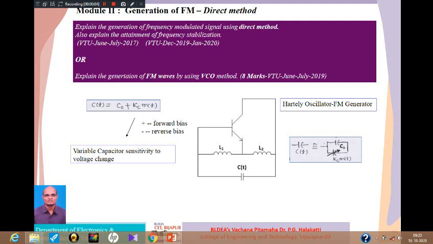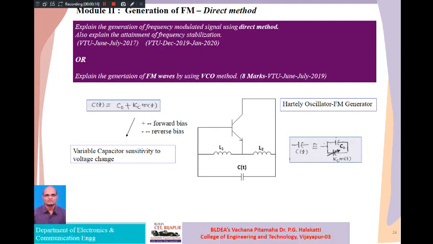So today we'll see briefly about the generation of FM. Mainly two types are there: the direct method, and here you can see the direct method of FM generation. Another one is called the indirect method or Armstrong method of FM generation. This we already discussed.